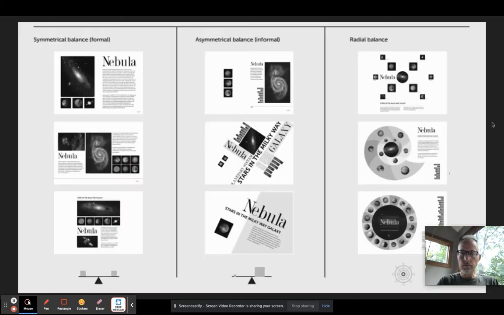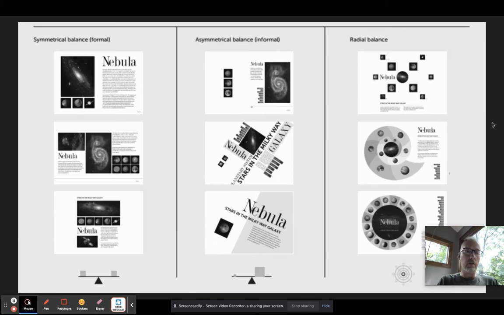And if we give some examples of graphic design, so these magazine layouts here. So you look at this. If you look at the first column there, we have symmetrical balance. They're aiming to have equal weight on both sides.